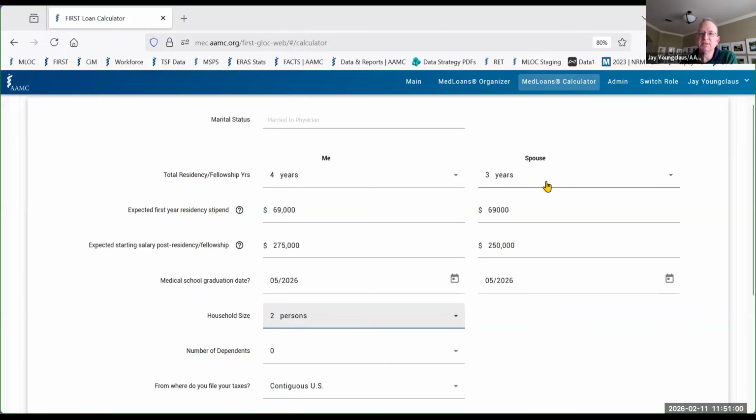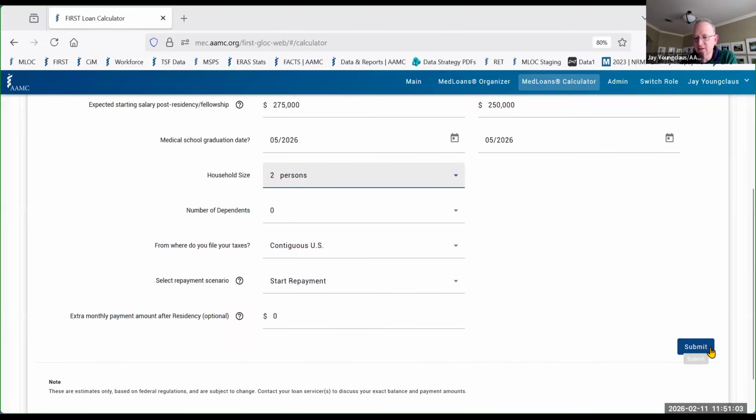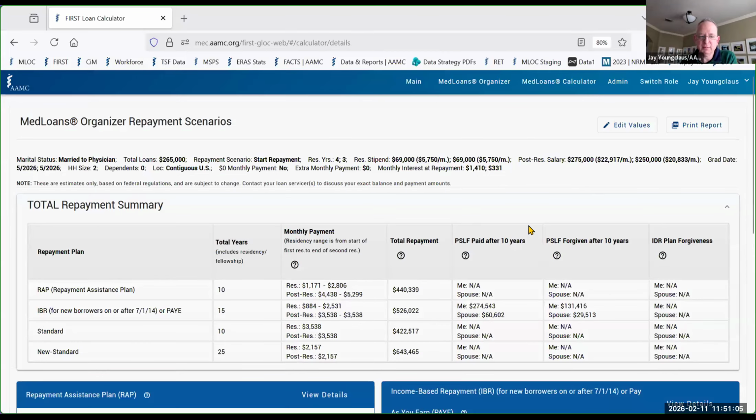One person is going to end residency sooner than the other. So let's take a look at what that shows inside of MLOC. The way that we've constructed this is to count residency as the start of the first and the end of the second, so whatever the maximum residency length is. Here, the residency is a 4-year number range, because one person had 4-year residency, and then post-residency begins after that 4th year.